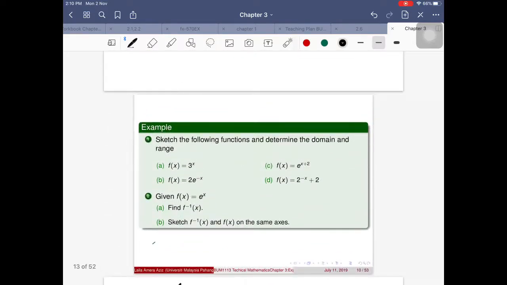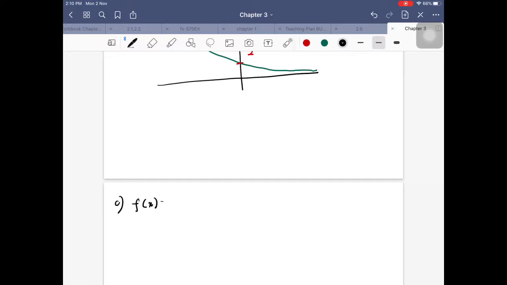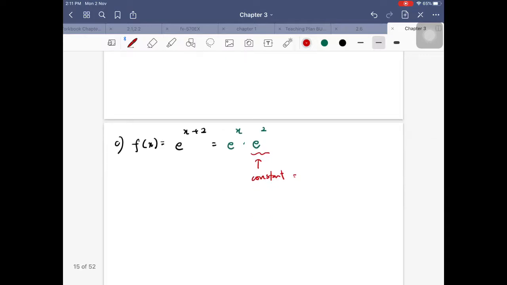Okay, so for c, what else do we have? f of x equal to exponential of x plus 2. If I apply the exponential property, this can be separated into exponential of x multiplied by exponential of 2. And what is exponential of 2? It is practically a constant. You can use your calculator for this. I don't have my calculator with me, but I think exponential of 2 is going to be 7 point something. So try it for yourself. It's simply going to be some number, so do not worry about that.